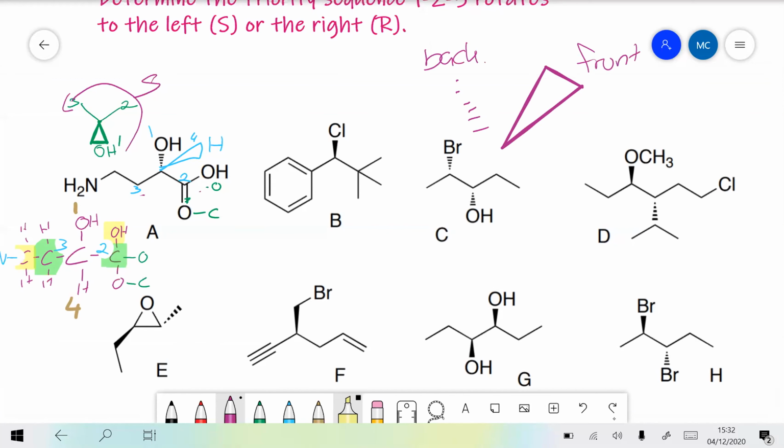No. The carbons are on the page. It's coming out of the paper, not on it. It's coming out of the paper to the front. Alright. Okay. Thank you. Welcome.